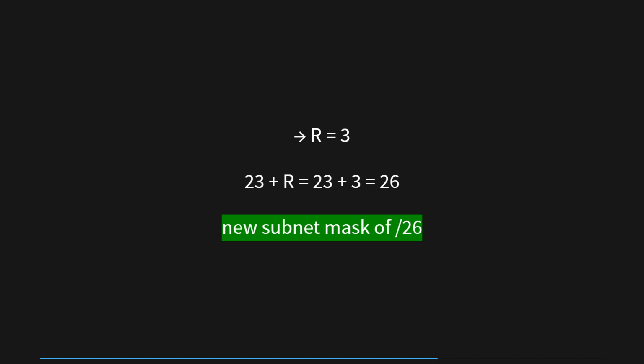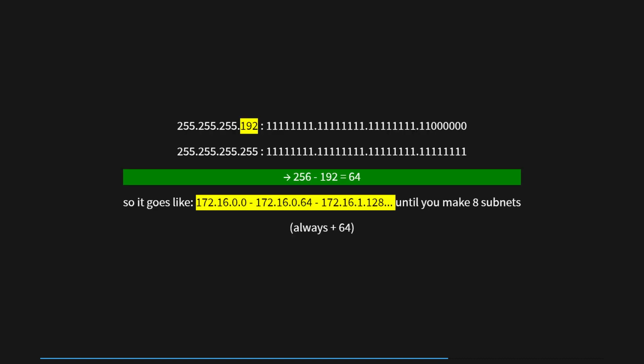By turning on the next 3 bits, starting from the last bit in the second octet, the new subnet mask becomes /26, 255.255.255.192. Step 3. The subnet multiplier is 64, obtained by subtracting the last non-zero octet of the subnet mask from 256. 256 minus 192 is equal to 64.